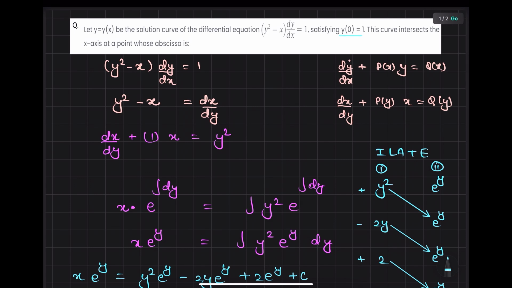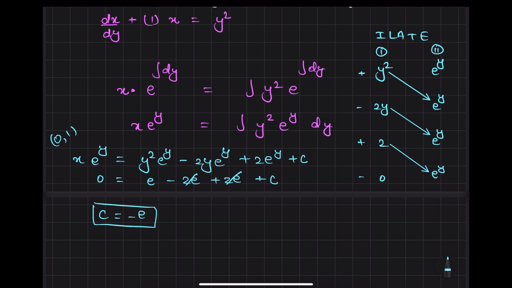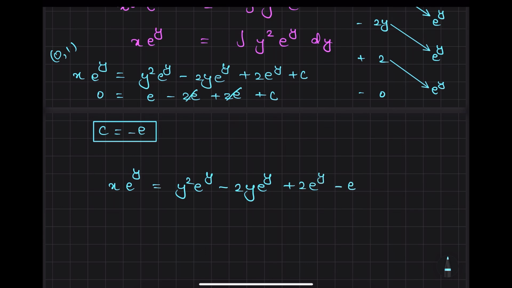Now to find the integration constant c, we will use some idea. Here they have given the point (0, 1). So this curve is satisfying (0, 1). In place of x I'll write 0, in place of y I'll write 1. So 0 equals e minus 2e plus 2e plus c, so the value of c is minus e. Now you can write down your proper function: x e^y equals y² e^y minus 2y e^y plus 2 e^y minus e.